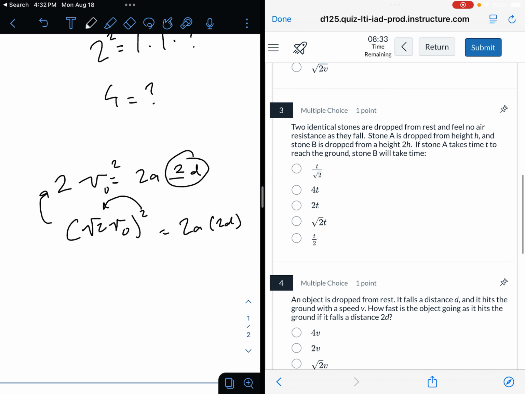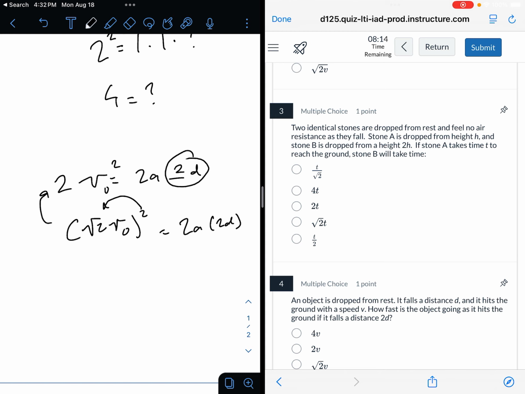Yeah, that looks about right. Two identical stones are dropped from rest and feel no air resistance as they fall. Stone A is dropped from a height h, and stone B is dropped from a height 2h. And then we want to find how much time it takes for stone B to drop, if stone A takes some amount of time t.